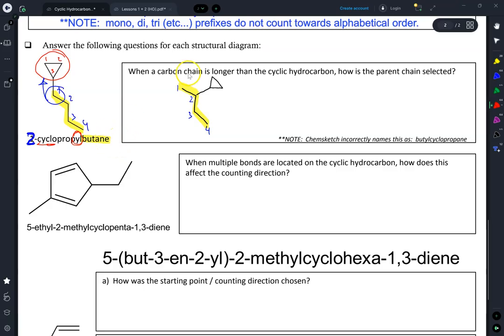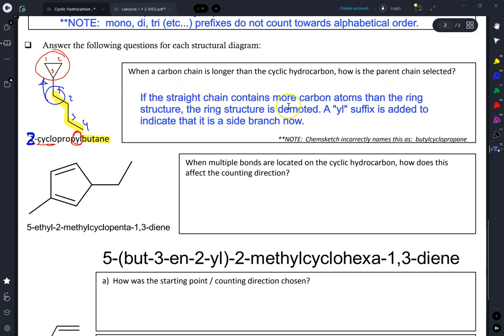All right, so when a carbon chain is longer than the cyclic hydrocarbon, how is the parent chain selected instead? Well, if the straight chain contains more carbon atoms, the ring structure is demoted. A -yl suffix, so over here cyclopropyl, is added to indicate that it is a side branch now. But what happens when multiple bonds are located inside the cyclic hydrocarbon? How does this affect the counting direction? So let's dissect the name and try to come up with a grammatical rule for this scenario.